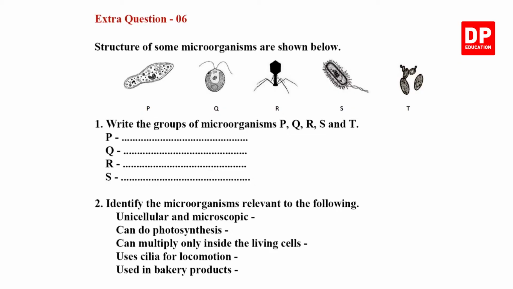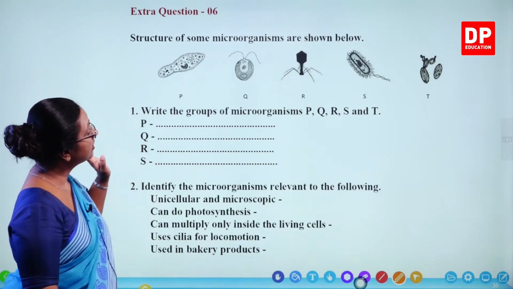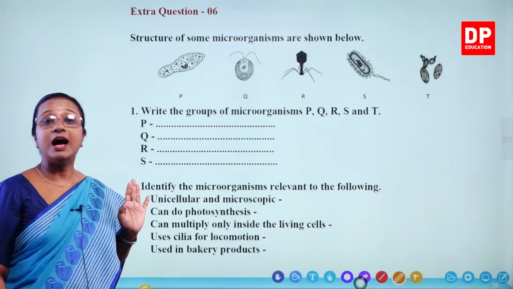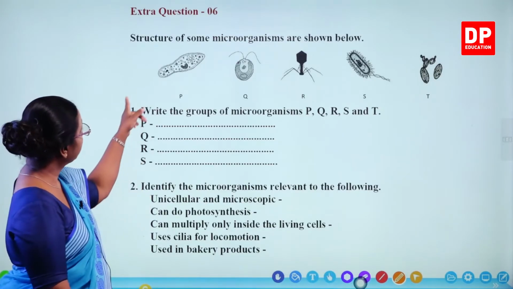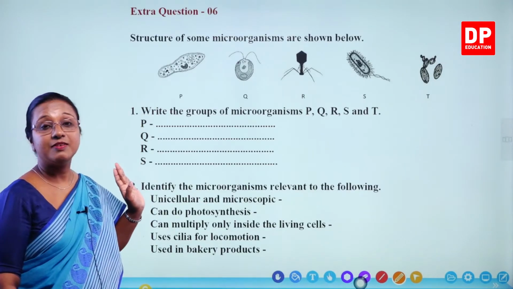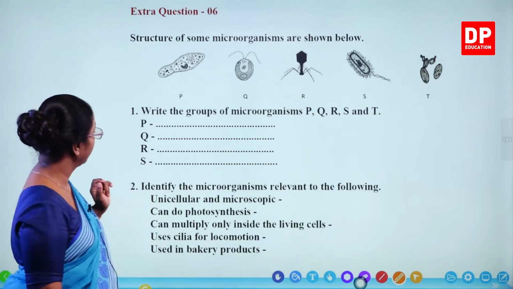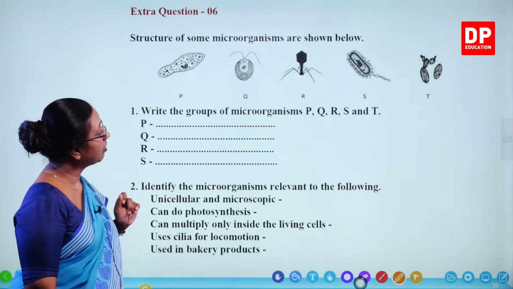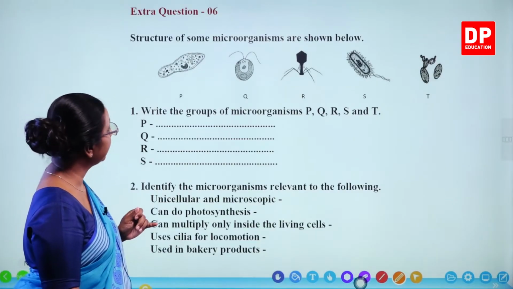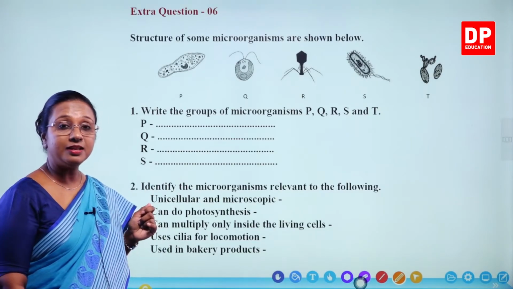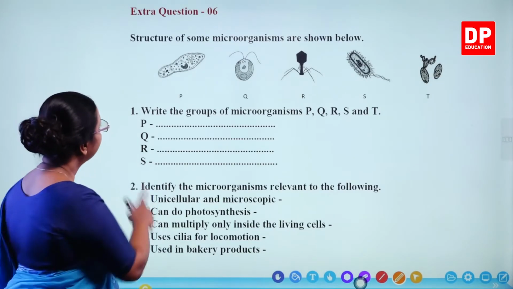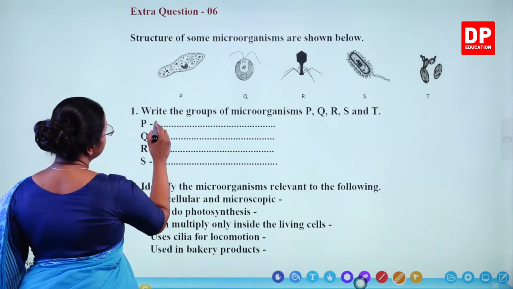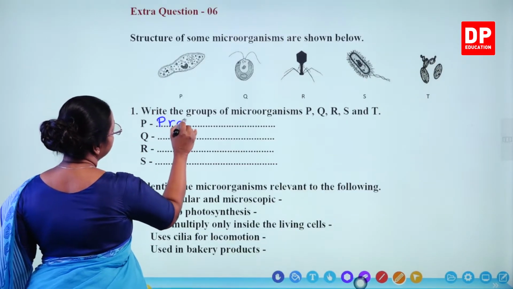Extra question 6. Again, they have given you some organisms. Structure of some microorganisms are shown below. So as you see the structures, you should know to identify them. From the cellular structure, you can identify the microorganism and the group. Write the groups of microorganisms P, Q, R, S and T. So can you do that? Yes. What is the first one? It is Paramecium. So it is a Protozoa.